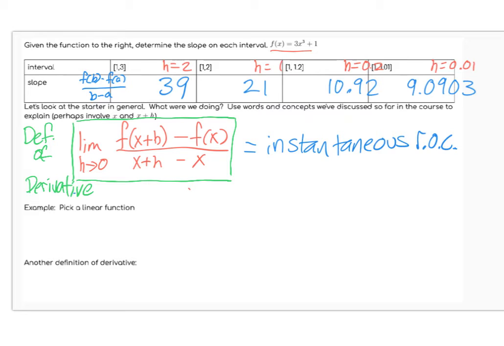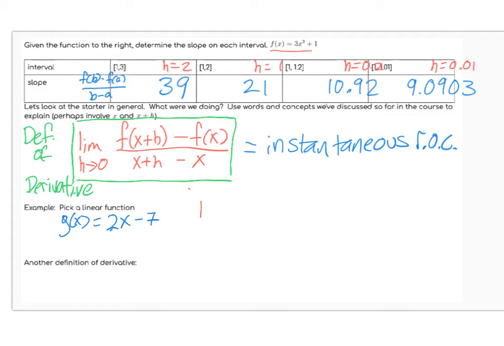Looking at this specific definition, we're going to have another way to look at this in a second, but we're going to play with this to see how it works with an easier function. So picking a linear function, I'm going to call this g of x is equal to 2x minus 7. We know that's going to be a line that has slope of 2 and a y-intercept of negative 7. So what if I then apply this definition of derivative?